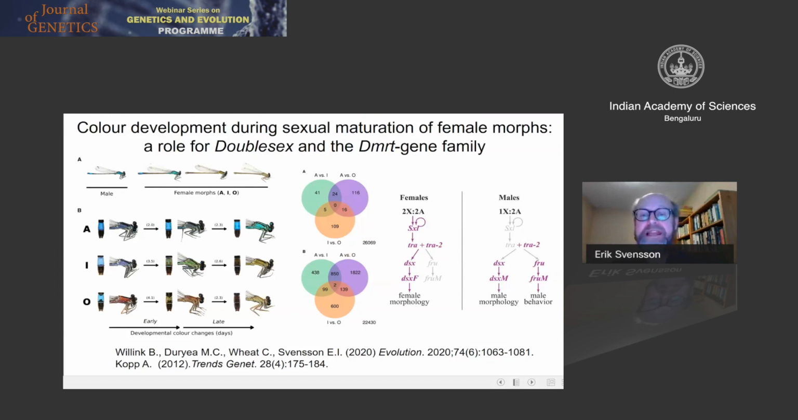And we have reason to believe, based on our own research and research in other labs, that the DMRT gene family, which contains the famous doublesex gene, which is involved in sexual differentiation, is involved in this color polymorphism. So specifically, the male mimicking females might have hijacked the doublesex system or the DMRT gene system and are borrowing male features to develop their final female phenotype.